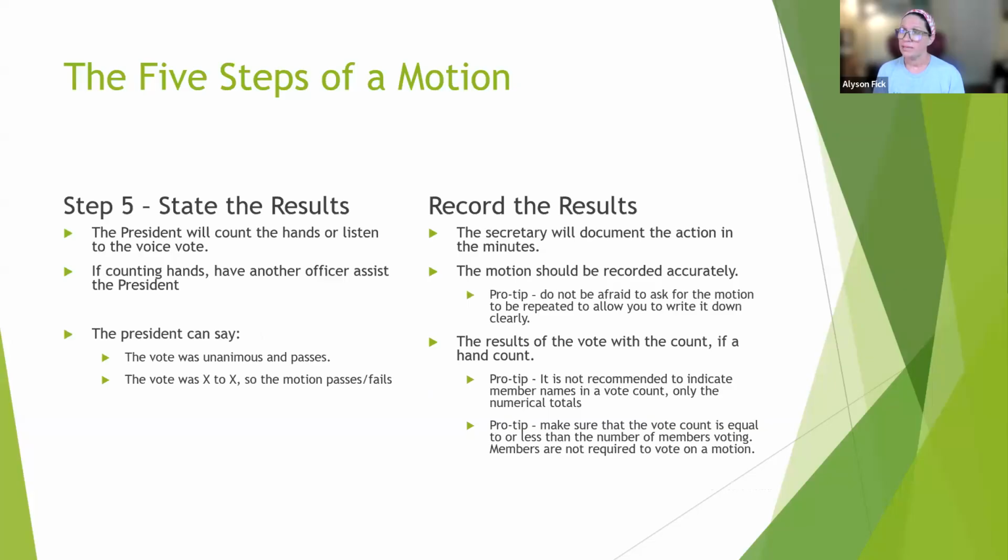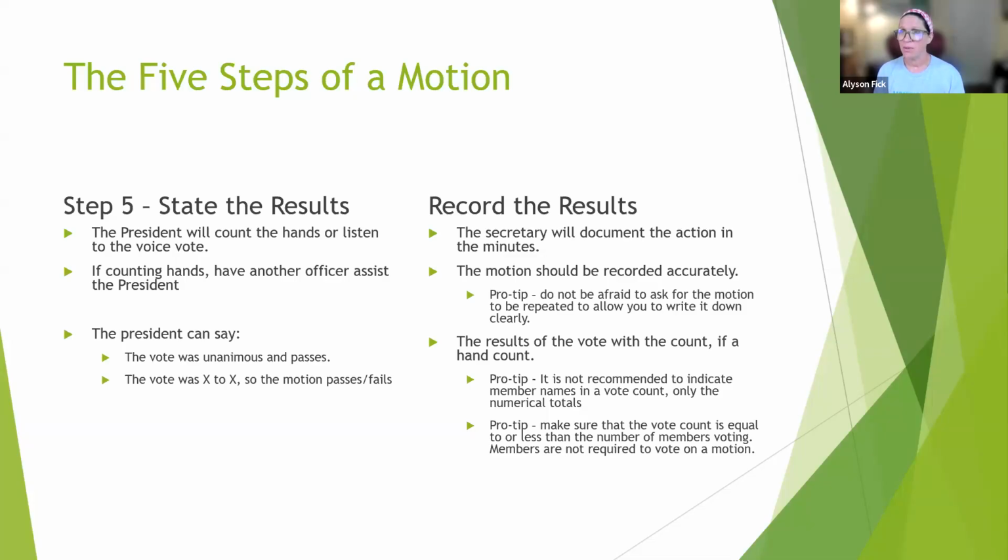Step 5, restate the results. The president will count the hands or listen to the voice vote. If counting the hands, we suggest that another officer assist the president just so that they can compare and make sure that their vote count is accurate. If you're a very small committee, this may not be necessary because it may not need to be that formal. If you're a larger committee, it can be very helpful. The president will then say, the vote was unanimous and passes, or the vote was 4-10, so the motion fails or passes depending upon the vote count.